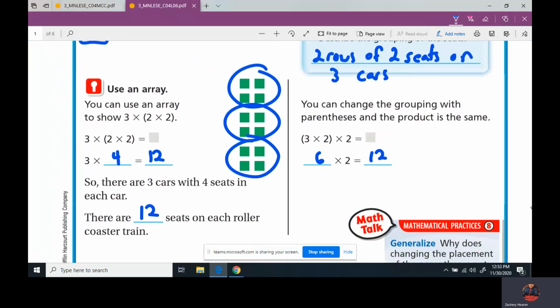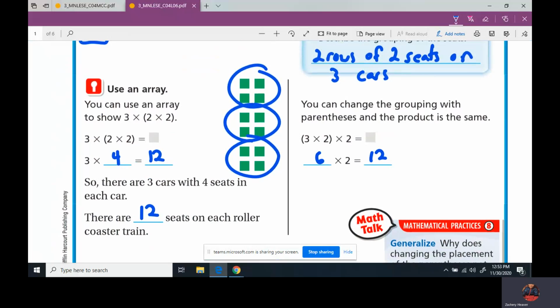These are both different problems. 3 times 4 is 12, and 6 times 2 is 12, but they equal the same thing. These numbers, 2, 3, 4, and 6, are all factors of 12. You can use those numbers to make that number.